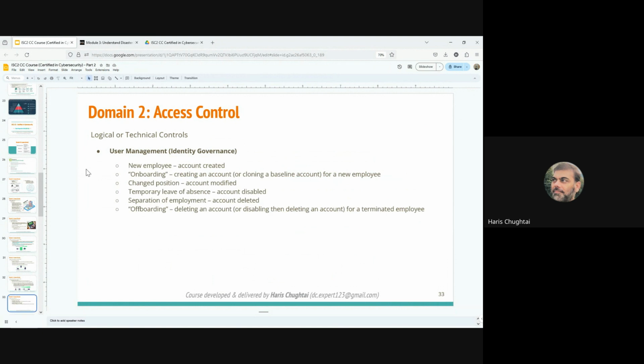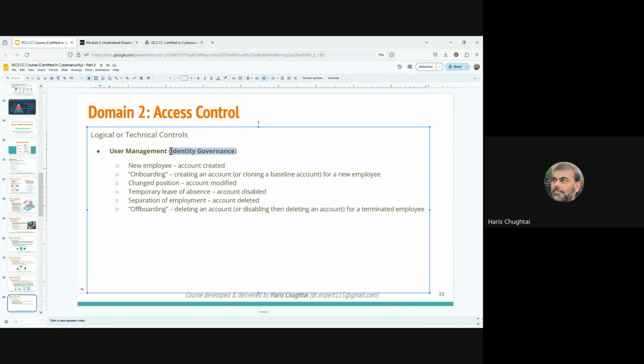So normally, user management is a general term. I think it's also called identity governance, IGA, normally in the industry. It's when an employee joins a company, they create your account in their systems and give you access to certain things.